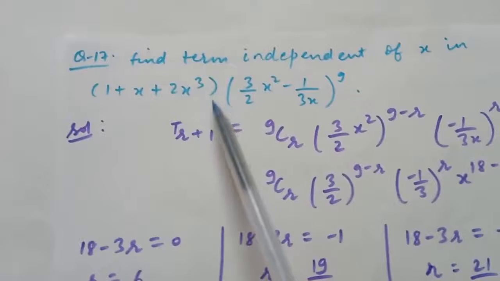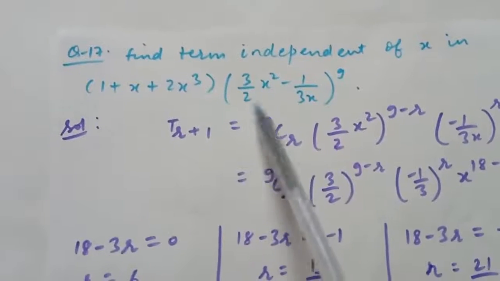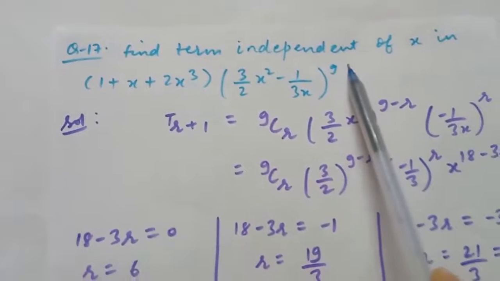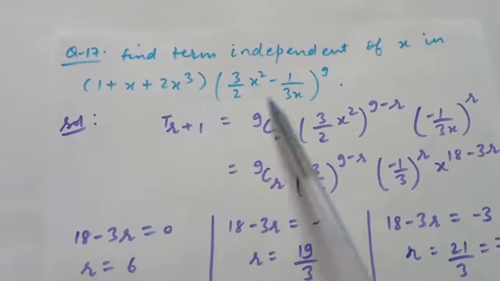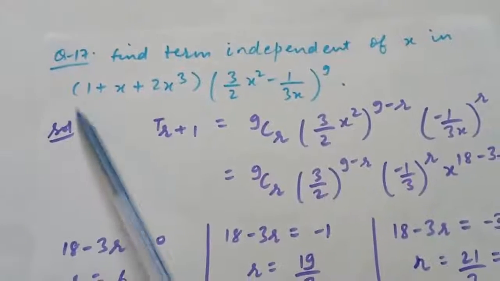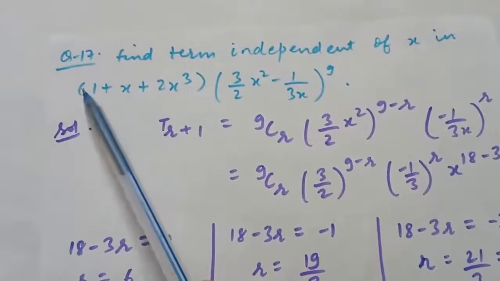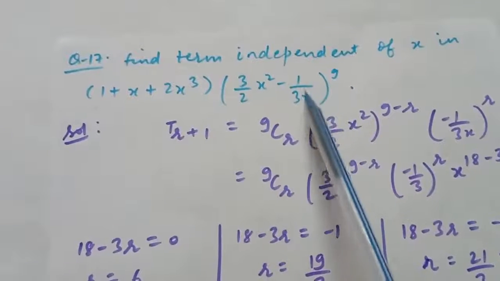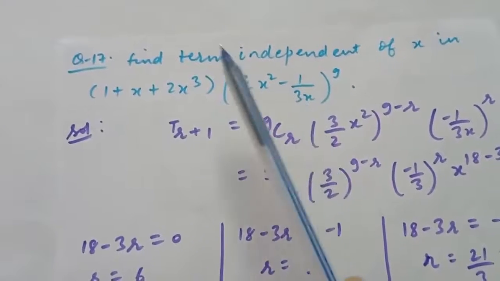+ 2x^3) (3/2 x^2 - 1/3x)^9. In this complete expression, we want to find the term independent of x. So see, this is a constant term. So we have to multiply this one with the constant term of this expansion, right?